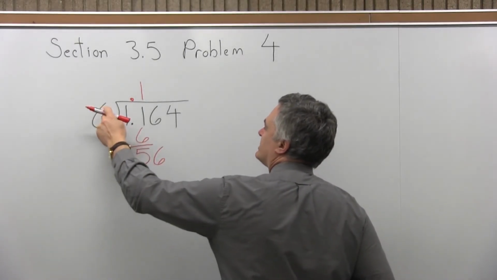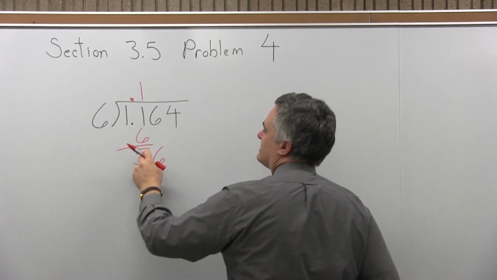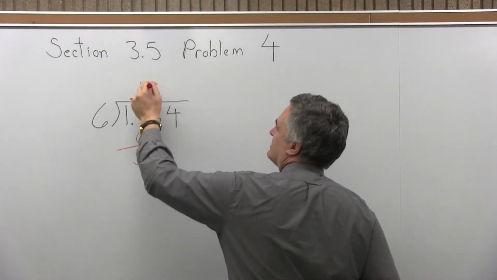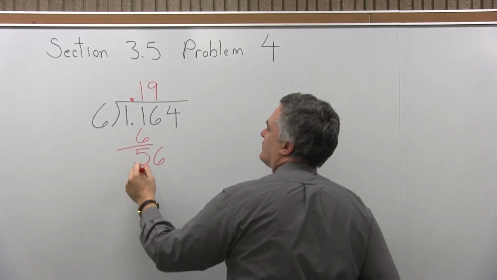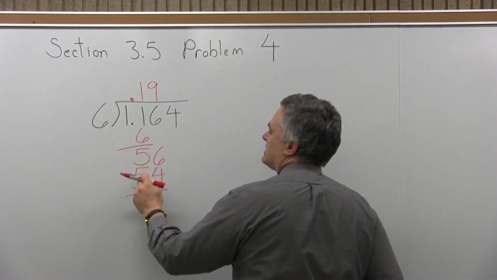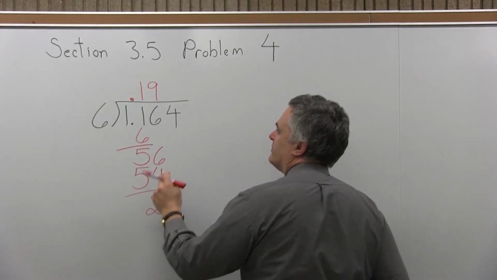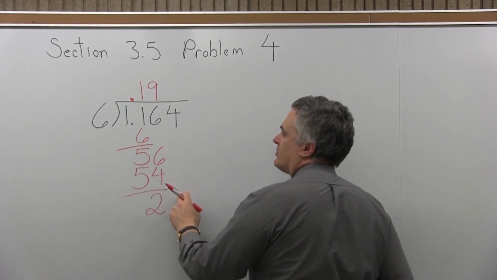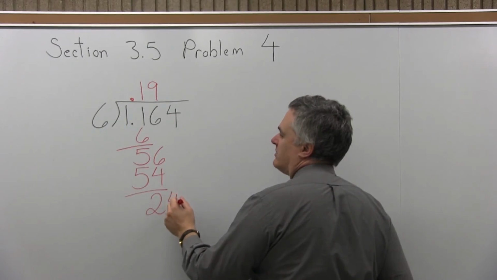56. 6 divides into 56 9 times. 9 times 6 is 54. Subtract 56 minus 54 is 2. Bring down the next digit to the right. The next digit over is a 4.